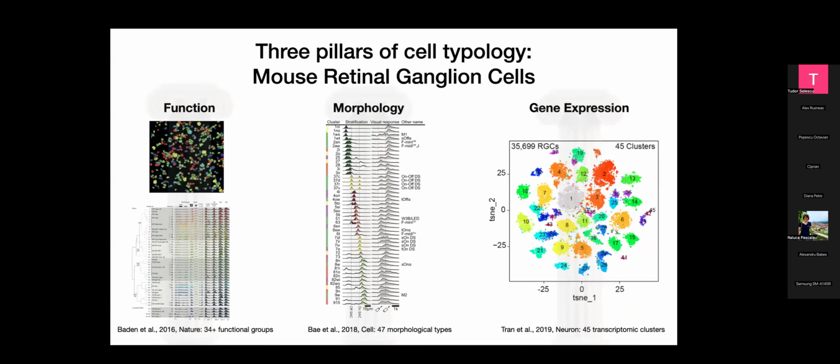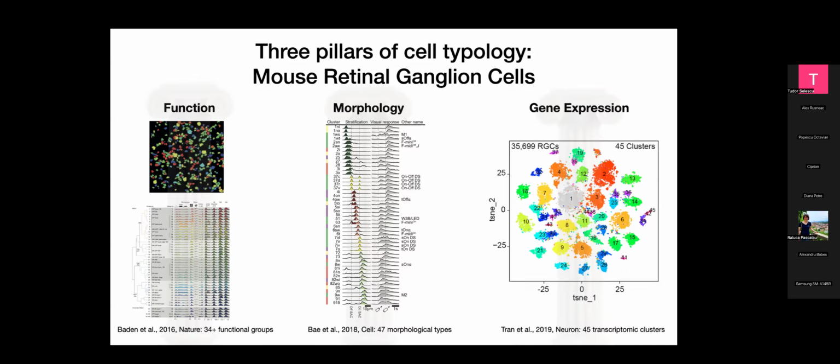So when we were working on this project, of course, we weren't the first group to think about what are the cell types of the mouse retina, what are the ganglion cell types. A lot of really high profile work on this problem had been done and kind of culminated in these three main papers that looked at each of these modalities independently.